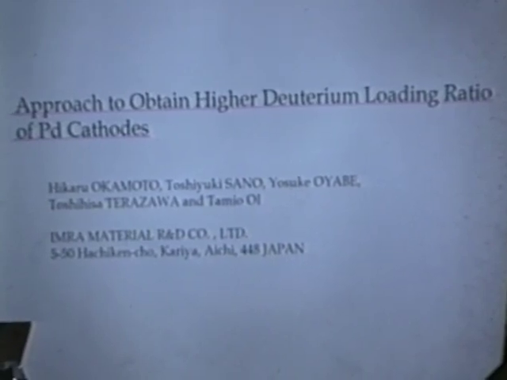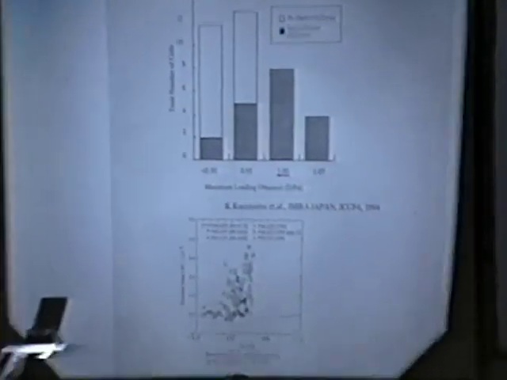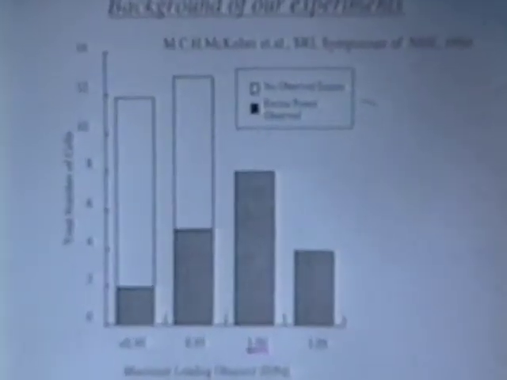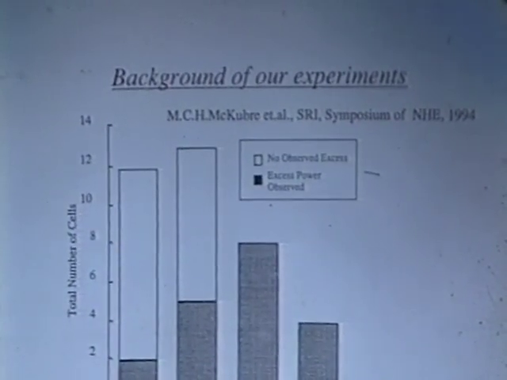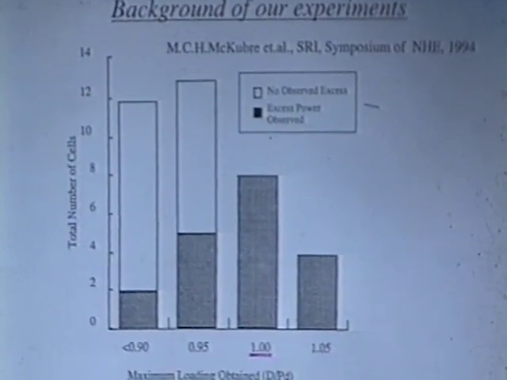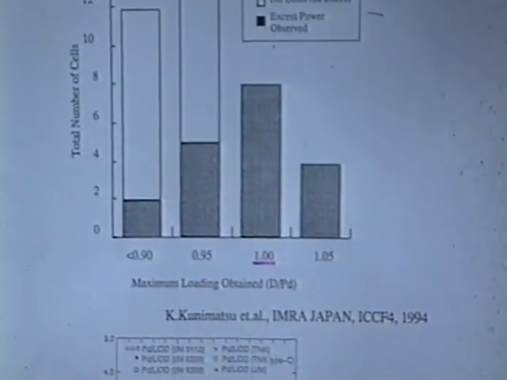Today, I'd like to talk about our approach to obtain a higher deuterium loading ratio of palladium cathodes. This shows the background of our experiment. It is said a high deuterium loading ratio is necessary to generate excess heat, especially if D over Pd is more than unity, excess heat will be observed with 100% reproducibility. We thought the deuterium loading ratio strongly depends on the material properties. So we have begun to investigate the material properties with great interest.